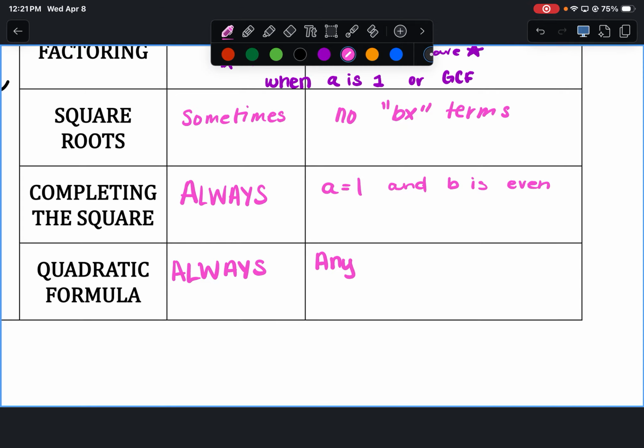What is the square root of -1? i. And what's the square root of 3? It's just the square root of 3, right? So we get x is equal to 9 plus or minus i times the square root of 3, divided by 2. And that is our solution. So that is how we would solve by the quadratic formula, okay?